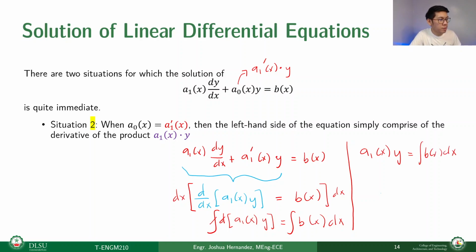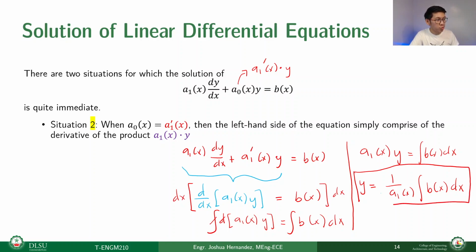Okay. Now, simply by expressing this explicitly in terms of y, we have 1 over a sub 1 of x, integral of b of x, then dx. So this, now, ladies and gentlemen, is our solution for situation 2. Okay? We will notice that when we made that assumption, we were able to transform yung ating linear differential equation into somewhat a form that can be solved, in this case, by means of variable separable or separation of variables.